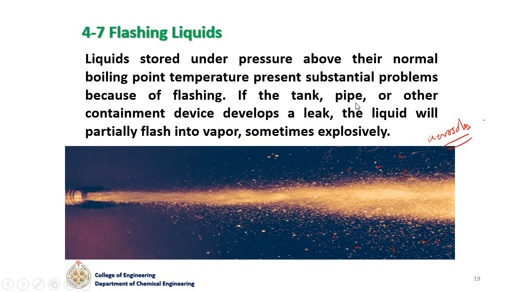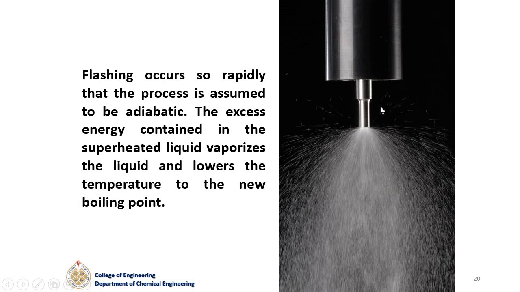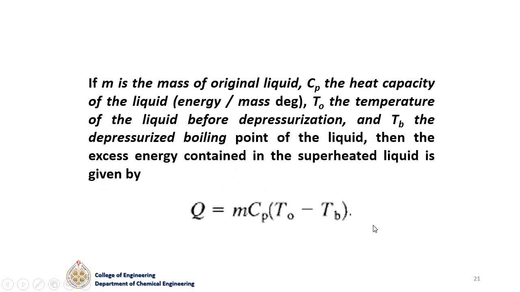So if the tank, pipe or other containment device has a leak, the liquid will partially flash into vapor. That's what we are talking about. The liquid could become a little vapor, and that liquid, which is toxic, could be very explosive. Again, what is a flash? Since a flash is so rapid, the process is assumed to be adiabatic. All the excess energy contained in the superheated liquid vaporizes it and lowers the temperature to the new boiling point, which means when it flashes, it goes to a new boiling point, and that's why it goes into a vapor phase.